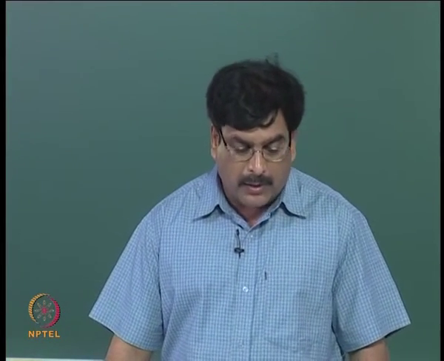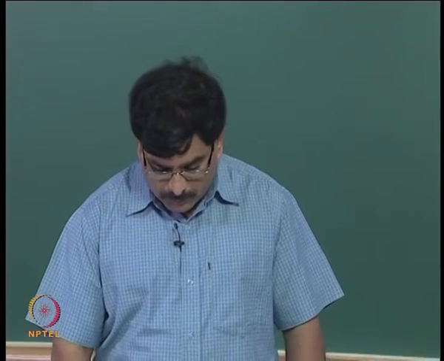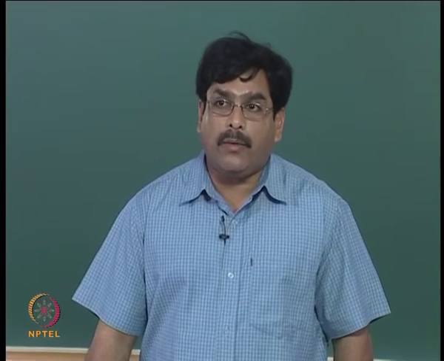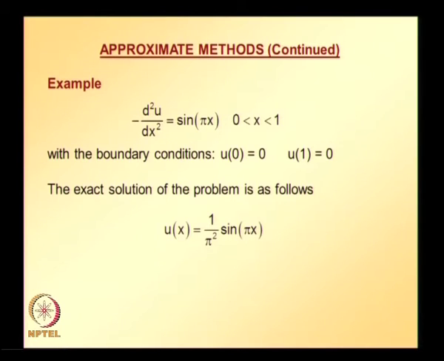That means we need to take the partial derivative of that functional with respect to the unknown parameters and solve for the unknown parameters. So, this is the boundary value problem that we are looking at, subjected to these boundary conditions, and the exact solution for this problem is like this, and also we already noted for the other weighted residual methods that we already looked at.